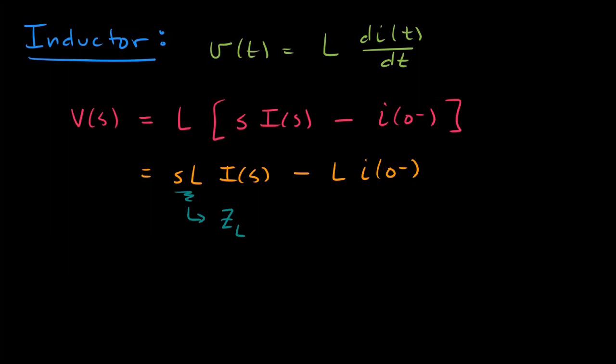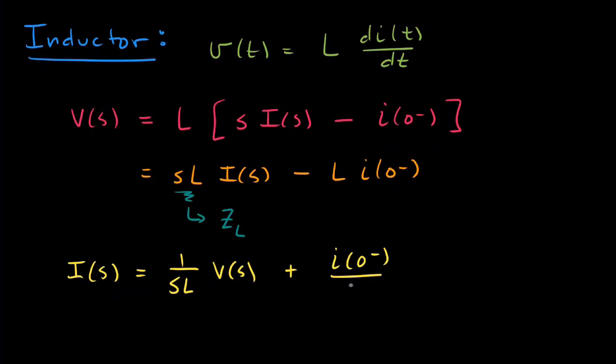For completeness, we can also solve for current. The Laplace transform of the current is going to be 1/(sL) onto V(s) plus i(0-), again, divided by s. There isn't much excitement about resistance because it doesn't have a reactive nature, so there's no differential relationship between voltage and current. It's just a constant of proportionality between current and voltage itself.